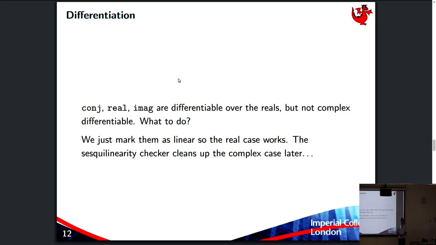But these two are no ops on the real field, and that one is the zero function on the real field. So we need to do something about that. So what we actually do is we lie, and we say, these guys are actually linear functionals, so they'll go through all the automatic differentiation just fine, and we'll mop it up later in the complex case. We'll chuck an error later down the stack, because otherwise we break the real case, and if we break the real case, no one's ever going to use Firedrake again.